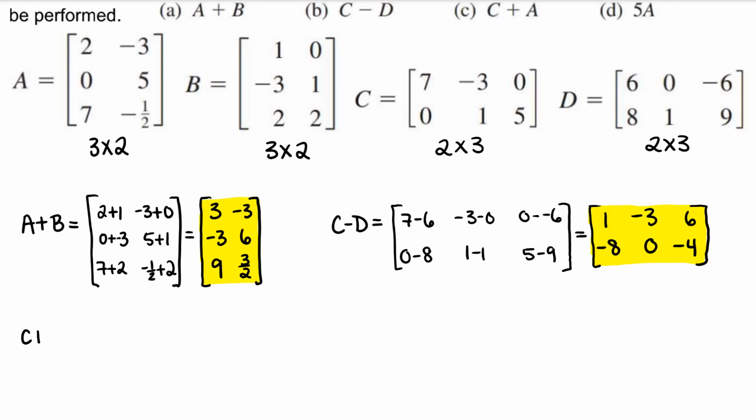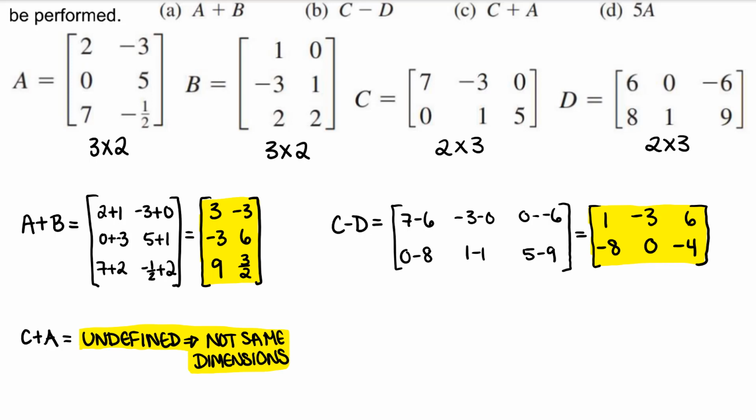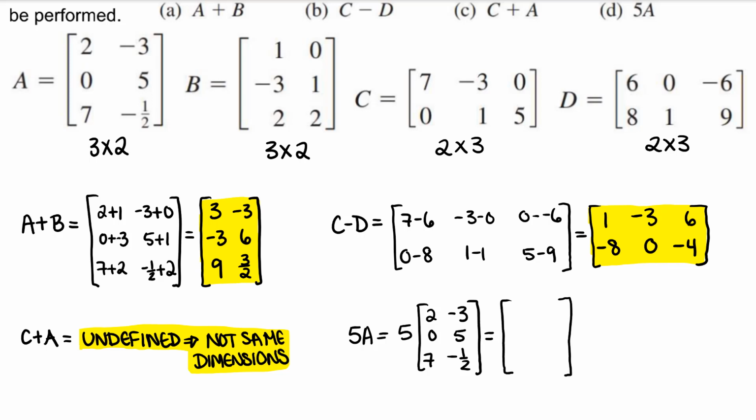For part C, C plus A, because C and A do not have the same dimensions, we cannot add them. Therefore, C plus A is undefined because they do not have the same dimensions. For part D, 5 times A means to multiply 5 times every entry in the matrix of A. And here is your resulting matrix.